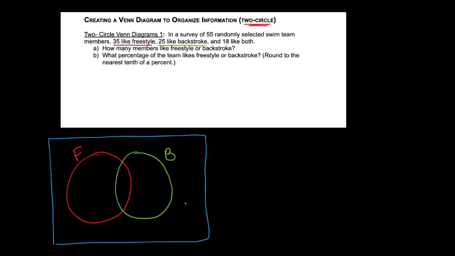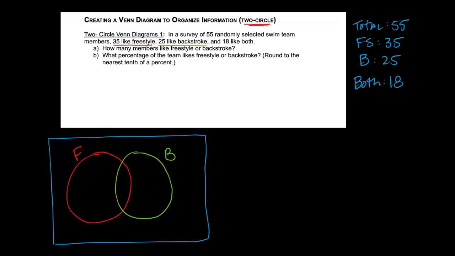Unfortunately, we're not always given numbers that can go directly into the diagram. Sometimes we have to do a little work before we do that. One thing that can help is to take all the information in the problem out of the paragraph and make a list. Some people find this helpful, so I'm going to do that over here. We have a total of 55 members, and then 35 like freestyle, 25 like backstroke, and both 18.